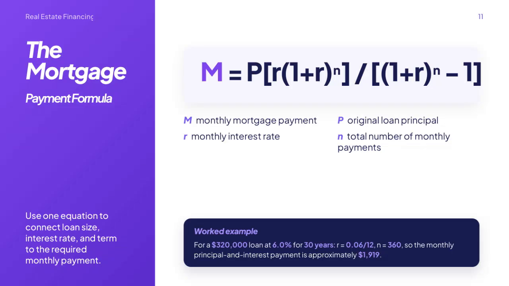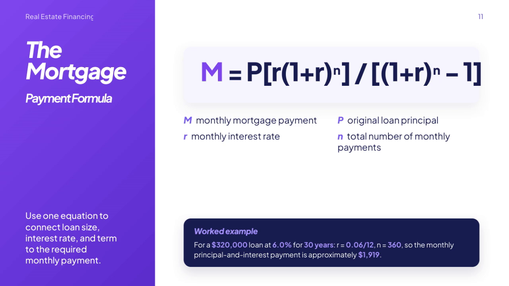Let's look at the mortgage payment formula, which is a crucial tool for understanding how your monthly payments are calculated. This formula connects the loan amount, the interest rate, and the loan term to determine the monthly payment you'll need to make. Here, M represents the monthly mortgage payment. P is the original loan principal or the amount you borrowed. R is the monthly interest rate, and N is the total number of monthly payments over the life of the loan.